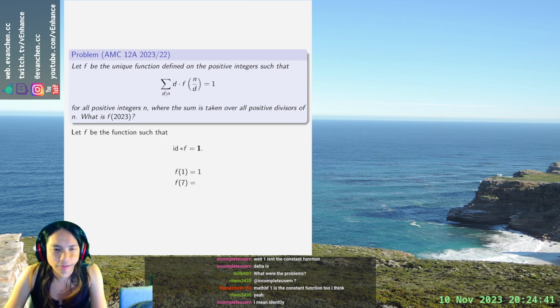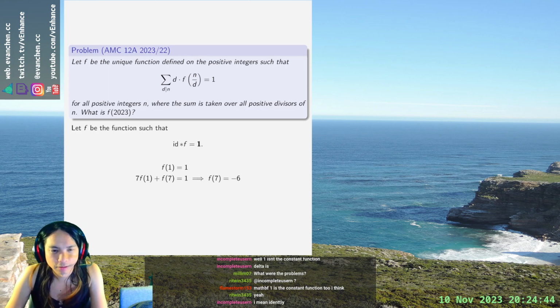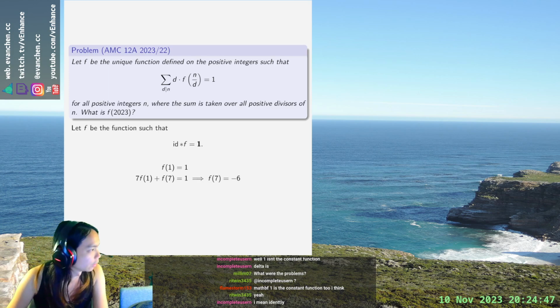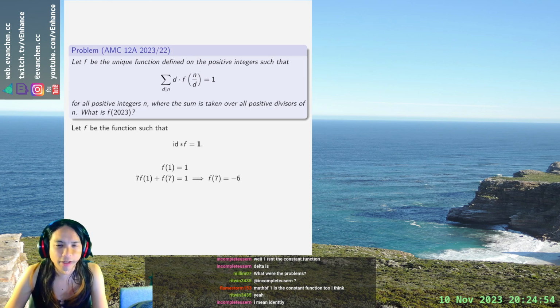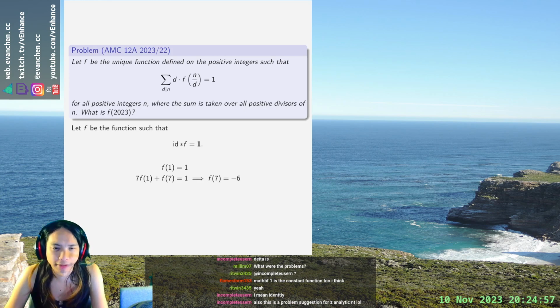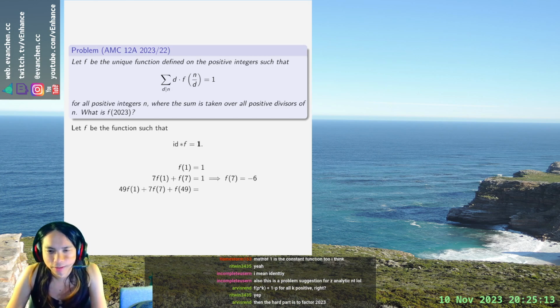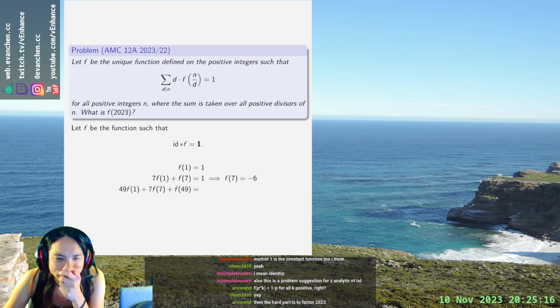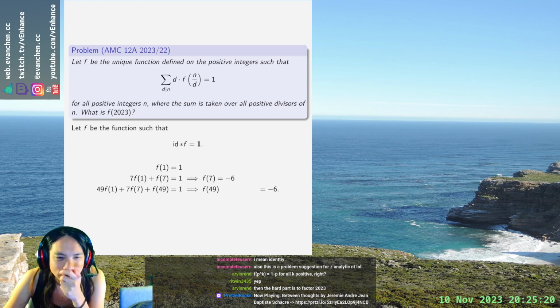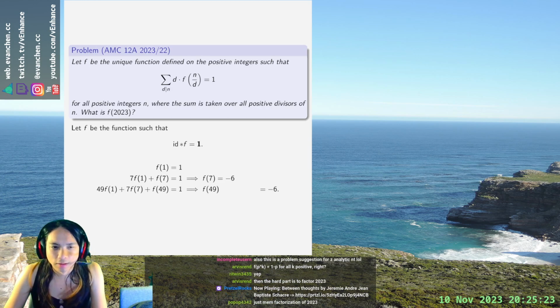So f of 49, da da da, 7 f7 plus f of 49. One is not the identity, I agree. By boldface one, I mean like the constant function one. It doesn't matter. I'm just doing fancy stuff for no reason. I'll just solve the problem. f of 49 is minus 6, really? Wait, why does that not feel right? Anyway, the point of multiplicative number theory is that f is multiplicative, so in principle, what?